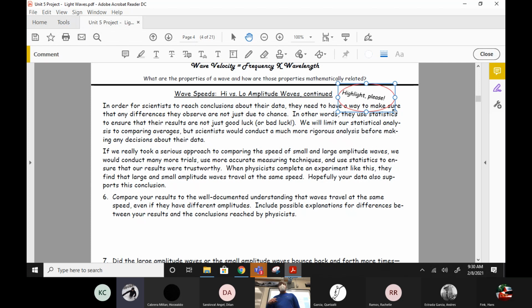that the speed of the wave does not depend on how big the wave is. Small amplitude and large amplitude waves travel at the same speed, which is surprising to a lot of people, huh? I kind of think that when there's more energy in it, it would go faster, but it's actually the same speed.